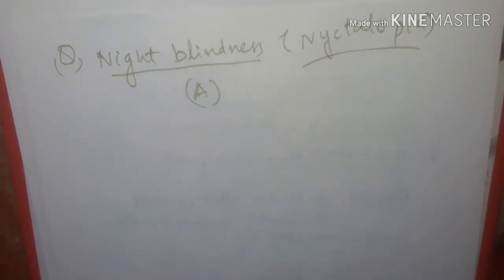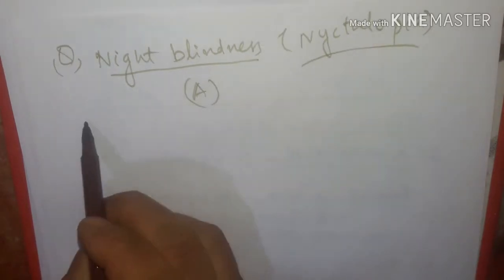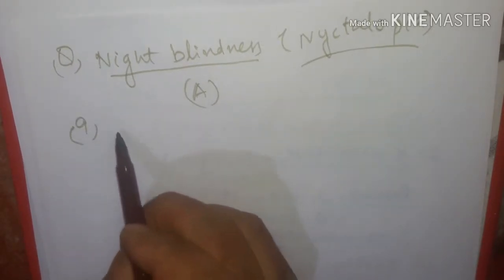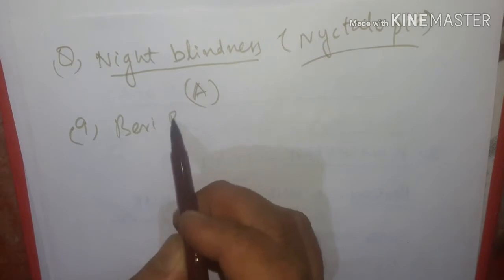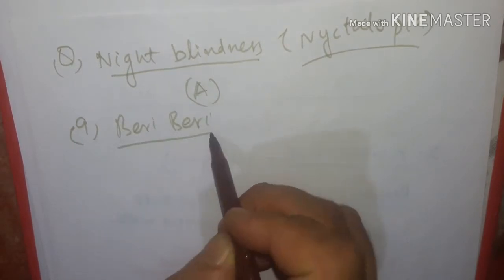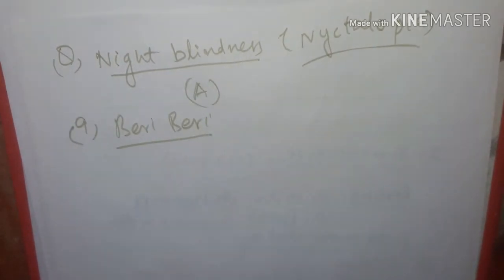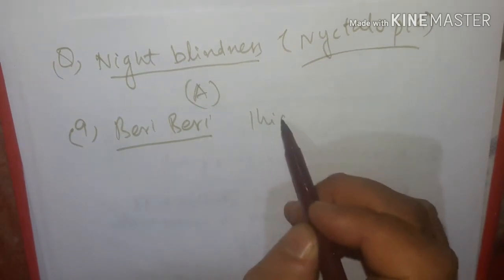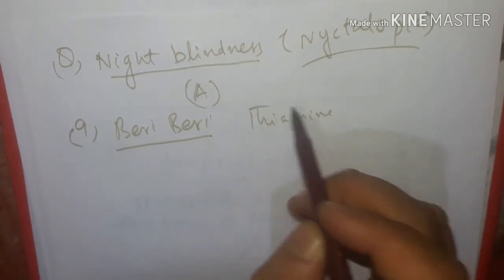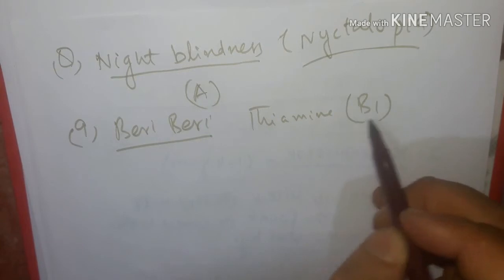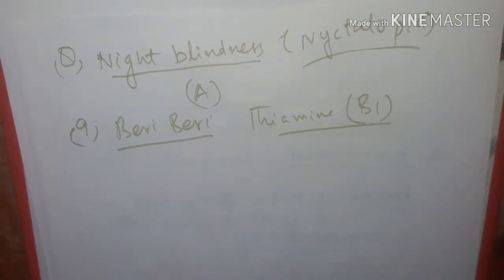Now taking another nutritional disorder, that's the ninth one. We have beriberi. Beriberi is debility produced by deficiency of thiamine. So it's a thiamine deficiency disease, as during excessive intake of polished rice it results in loss of appetite, anorexia, weakening of muscles, fatigue, poor digestion.